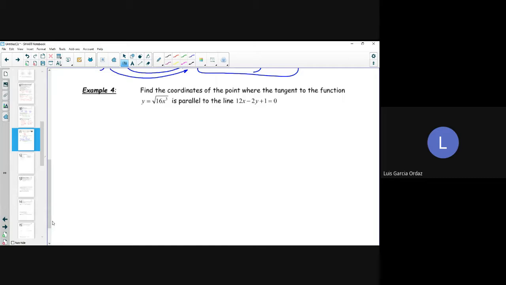So we get 12x minus 2y plus 1 is equal to 0. Move the 2y over to the right. So my equation becomes y is equal to 6x plus 1 over 2.